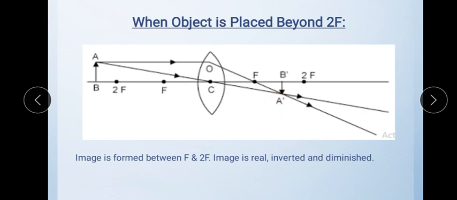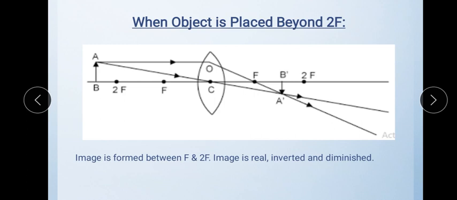How is it real? Because the rays actually meet at this point, and where the rays actually meet to form the image is called a real image, and where the rays just seem to meet but do not actually meet there, the image is called a virtual image. So we can say that when the object is placed beyond 2f, then the image will be found between f and 2f. It will be inverted, it will be smaller than the object, and it will be a real image.